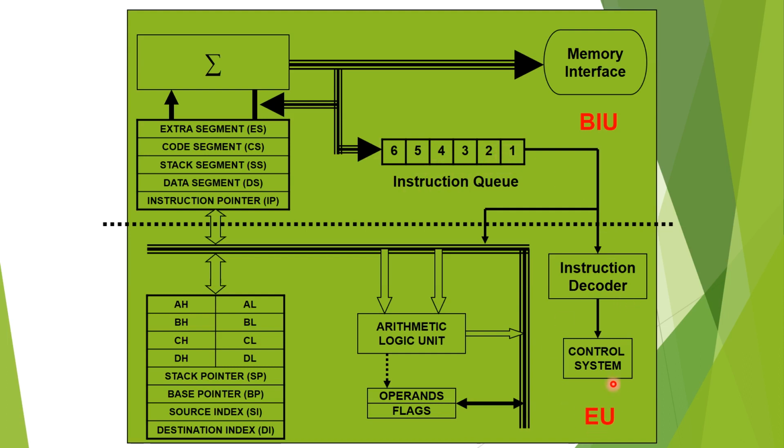The execution unit reads the instructions one by one from this instruction queue, decodes them, and then executes them. So this instruction decoder will read the instruction from the queue and decode the instruction. Meantime, when the execution unit is decoding or executing the instruction that was read from the instruction queue, in the meantime this BIU fetches the instruction from the memory and stores it in this instruction queue.